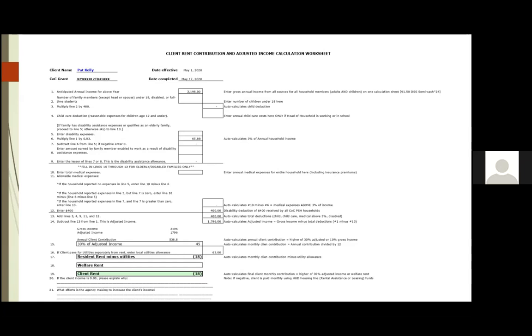Where clients have a negative client rent indicated at the bottom of the sheet in line 19, that means that the client is owed money for utilities each month. HUD calls that a utility reimbursement. The permanent supportive housing provider should pay the client the amount of the utility allowance every month. In this case, the provider would pay the client $18 every month, and HUD will reimburse the housing provider for that payment to the client.